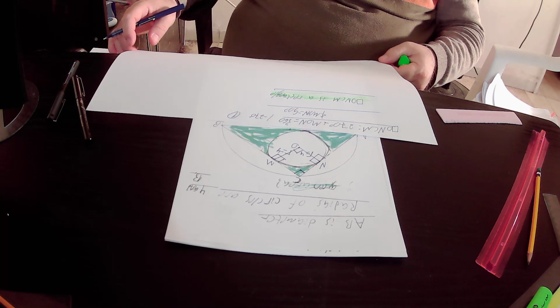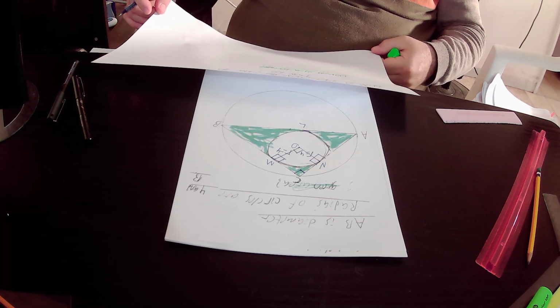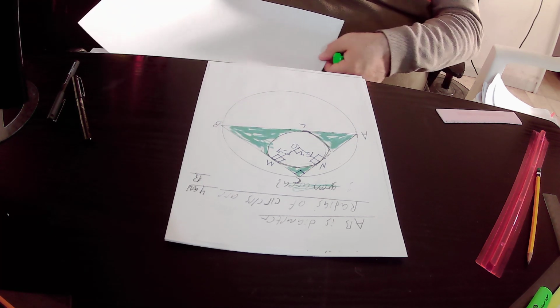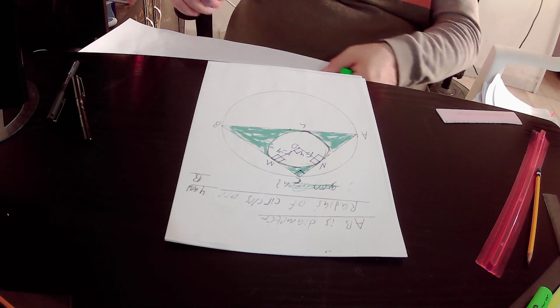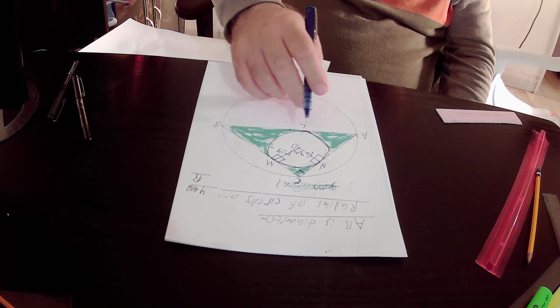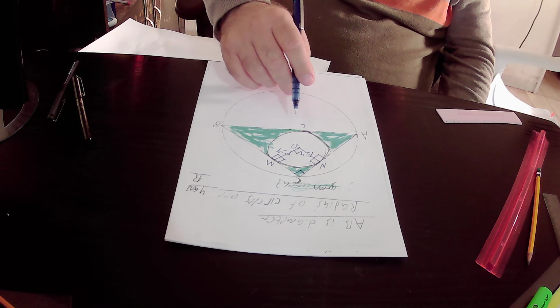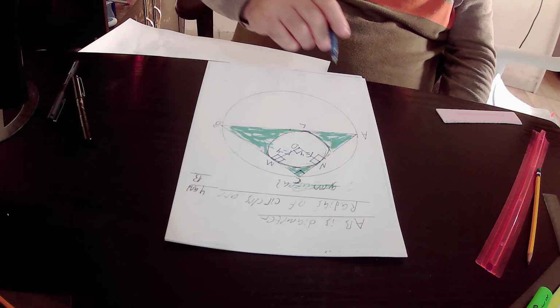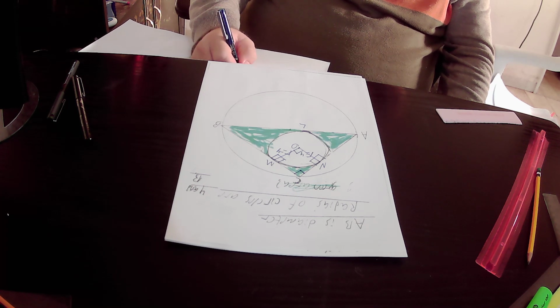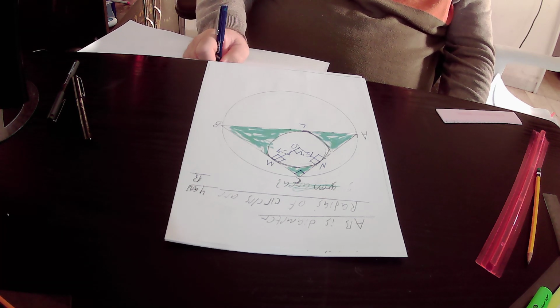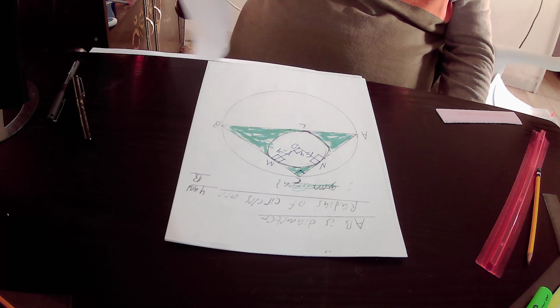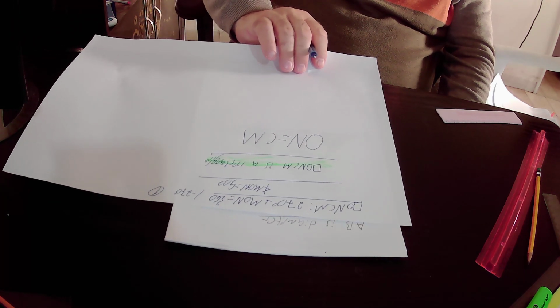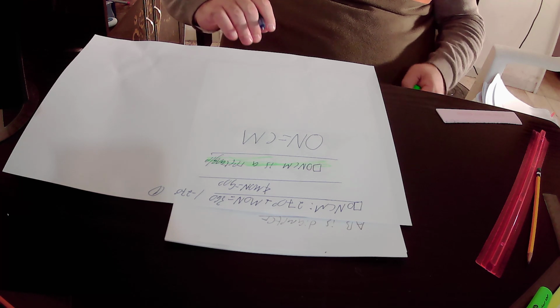We also know that the opposite sides of a rectangle are equal to each other, so the opposite sides of rectangle ONCM are equal to each other. That is to say, ON equals CM according to the rule that the opposite sides of a rectangle are equal to each other.